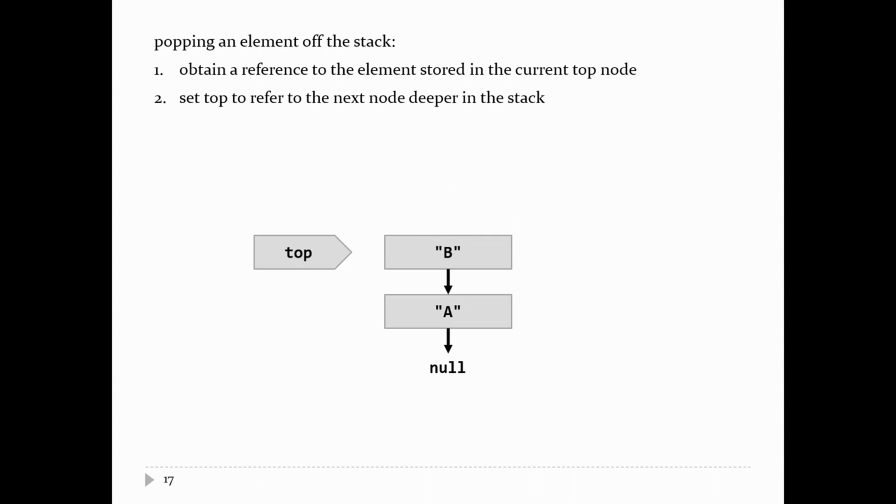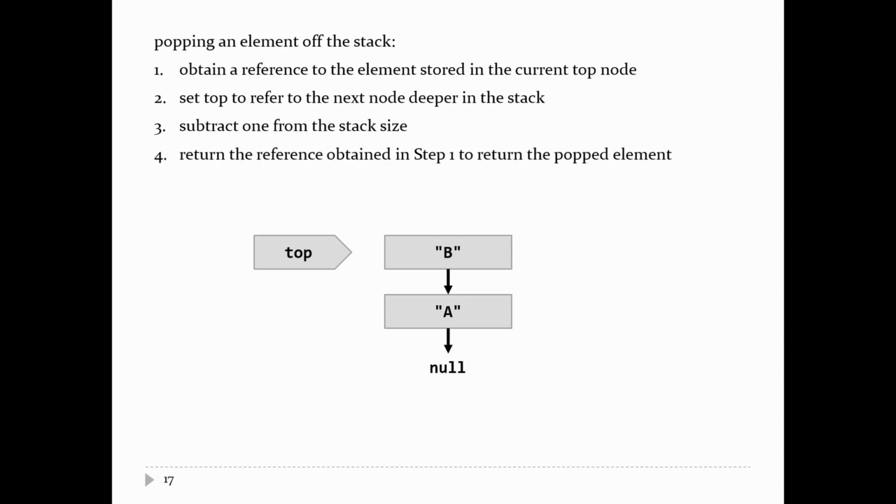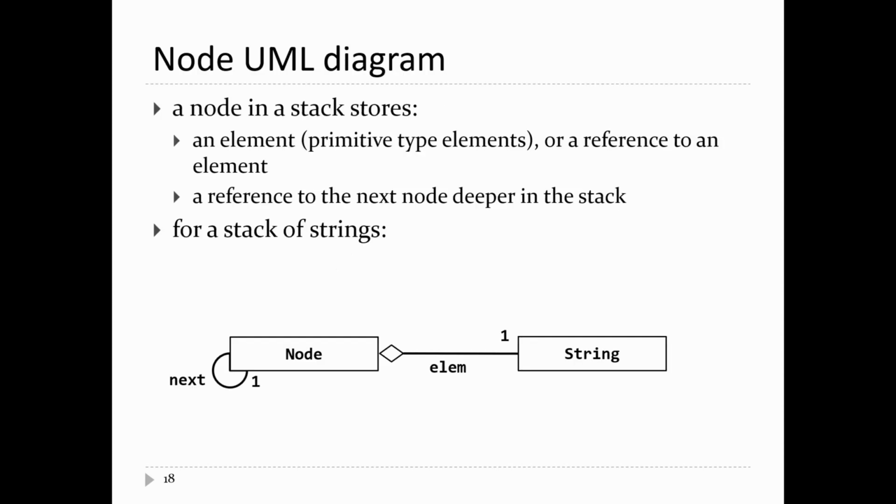Okay, so we can now unhook that node, the C, from the stack. So it goes away now. Subtract 1 from the stack size because we just removed an element, and return whatever value we remembered in step 1. So we're going to return this reference to the string C. And so when I go to implement push and pop, you just have to follow the slides. You're literally going to implement step 1, step 2, step 3, step 4.